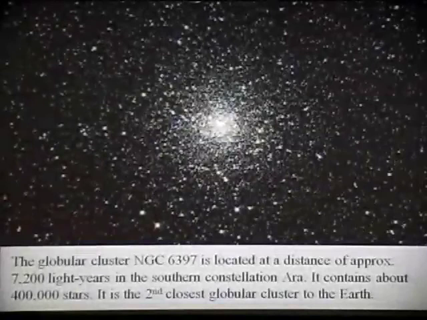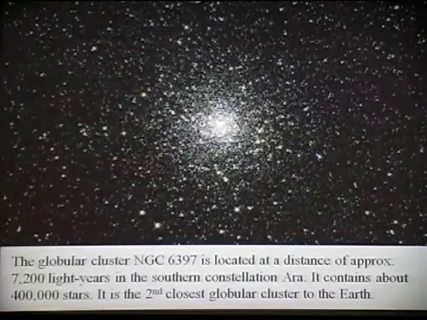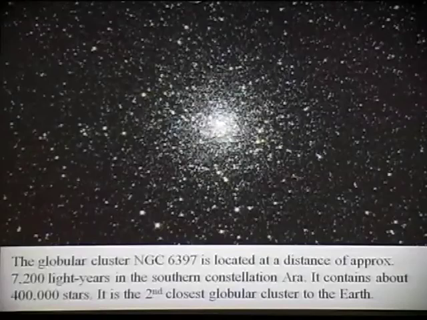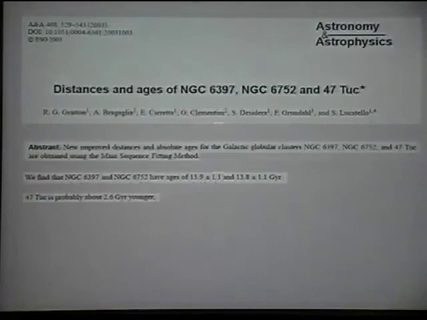This cluster, NGC 6397, is at a distance of 7,200 light years from us, and has about 400,000 stars in it. It's the second closest globular cluster to the Earth, and it's a really old one. This is a paper from 2003 reporting ages of 6397, NGC 6752, and our friend 47 Tuc. We find that NGC 6397 and 6752 have ages of 13.9 and 13.8 billion years, plus or minus a billion years. So they have ages of between 13 and 15 billion years. 47 Tuc is probably 2.6 billion years younger, as reported in this paper.